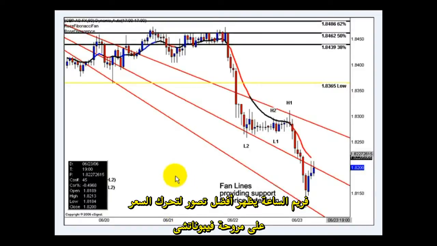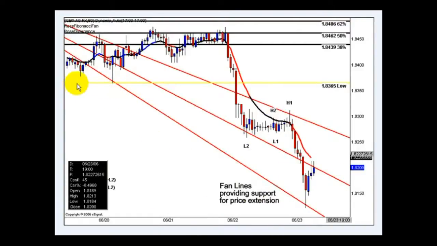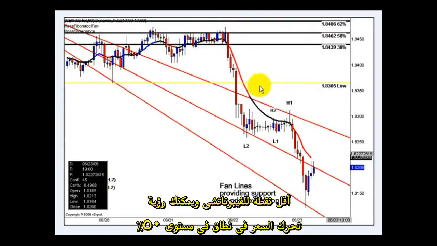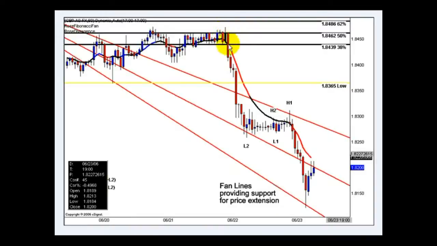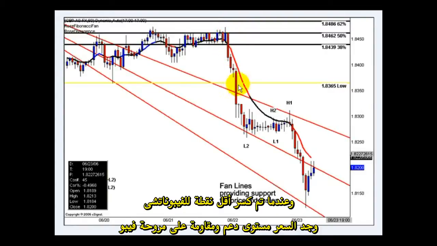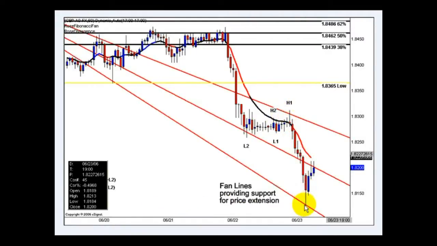The 60 very nicely shows trading with the Gann fan lines extending into the future to give you price extension. Here's our Fibonacci box low point, and you can see the price spent a fair amount of time in this area at 50% retracement. And when it finally did break through the Fibonacci box, it did find a lot of support and resistance at the Fibonacci fan lines, as you can see. Very, very nice.